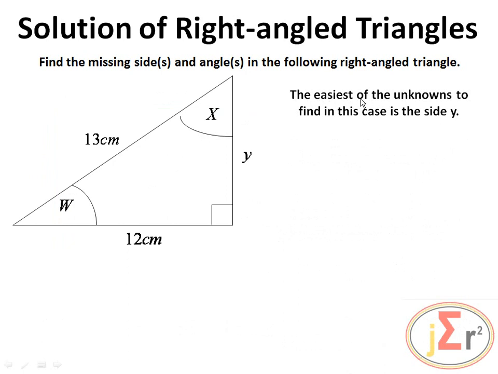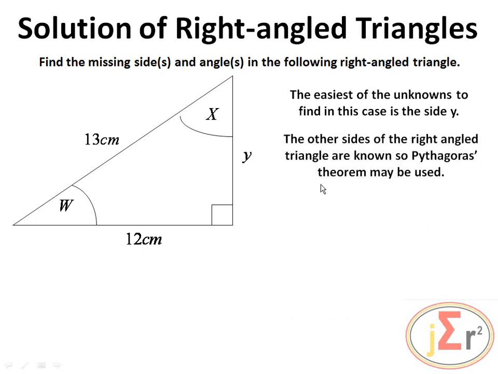the easiest of the unknowns to find in this case is the side Y. See that of the two angles, X and Y, we do not have any value, so we know that X and Y are unknown. Therefore, we cannot immediately find the size of any angle. Well, we have these two sides, and anytime we have two sides of a right angle triangle, it is always easy to find another one by using Pythagoras' theorem. So the other side of the right angle triangle is known. So Pythagoras' theorem may be used.